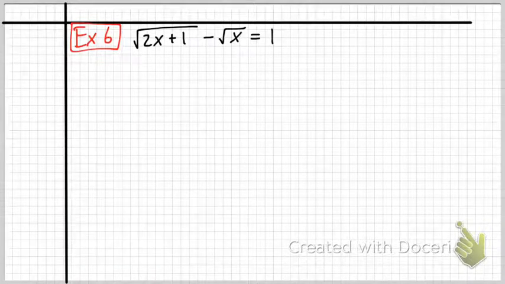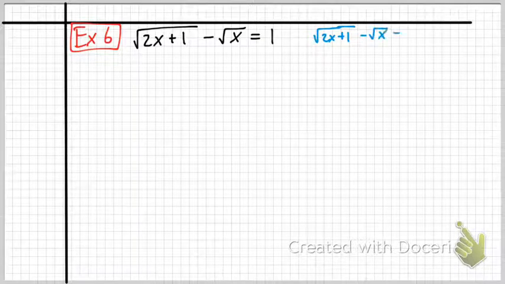Now, last video I left off with the expression square root of 2x plus 1 minus square root of x is equal to, and in our last video it was 0 over here. But now I've got a 1, and this is going to make this problem actually a lot harder than it was before. So, previously, when it was 0, I took square root of 2x plus 1 minus square root of x is equal to 0.